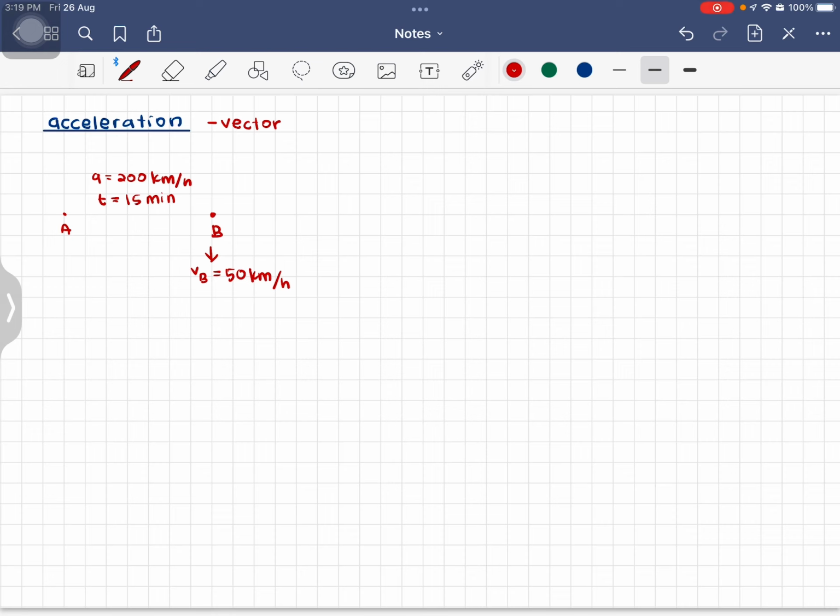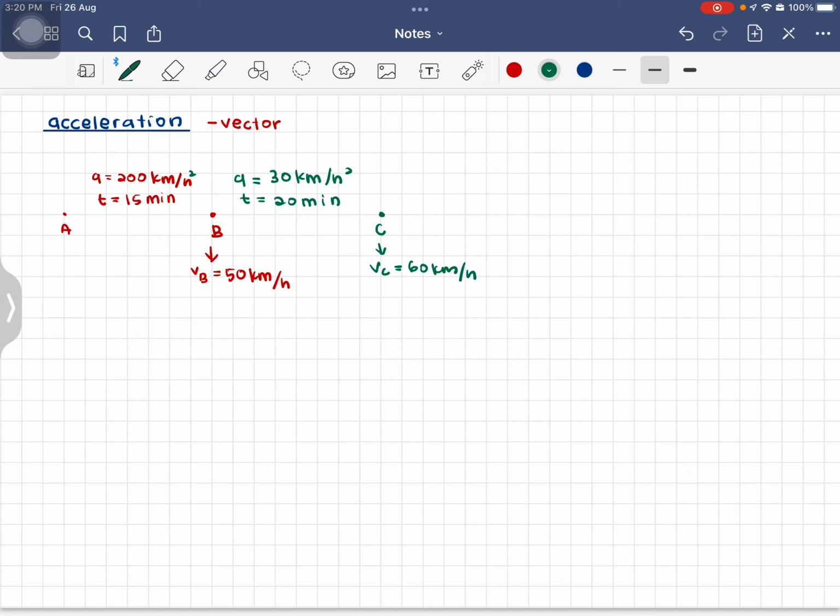After that, you are increasing your acceleration for just a little bit, let's say 30 km per hour squared, taking time for 20 minutes. You are arriving at point C, where you are reaching a velocity of, let's say, 60 km per hour.